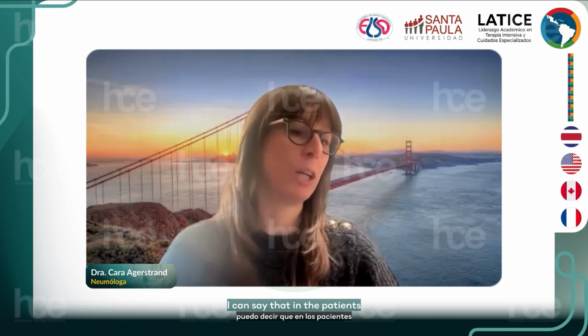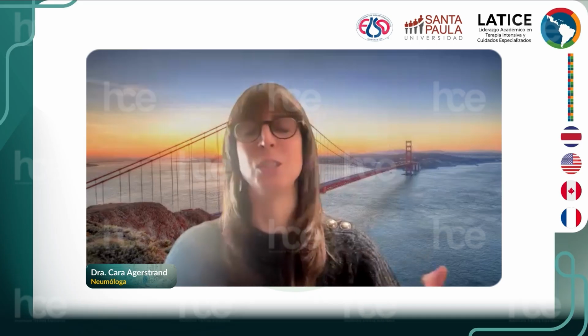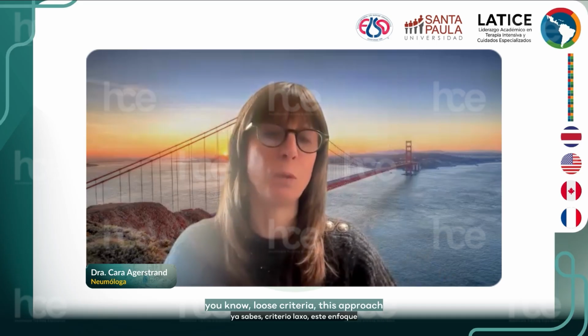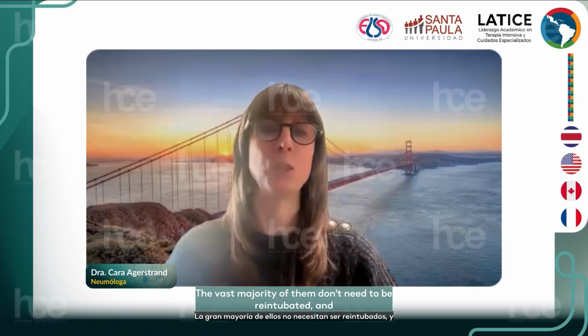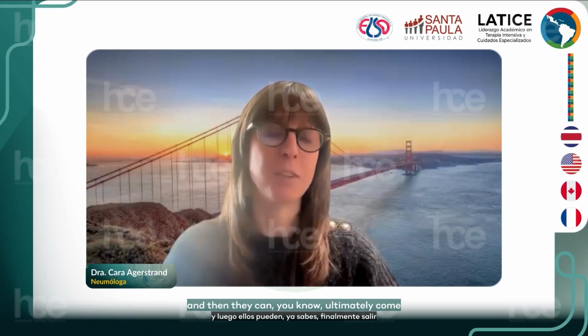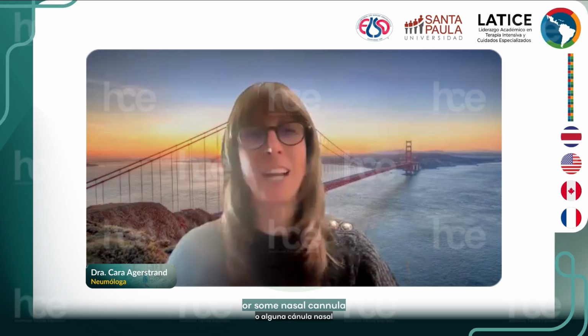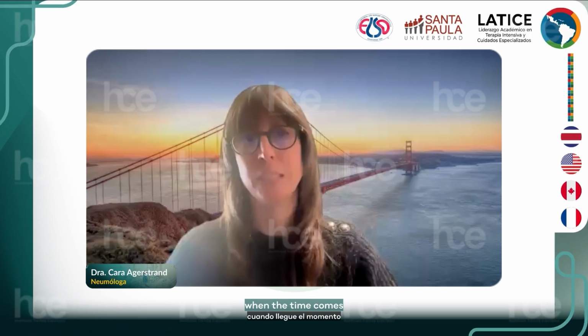But I can say that in the patients that we have extubated, those that have met this loose criteria, this approach, we've usually had them do quite well. The vast majority of them don't need to be reintubated, and then they can ultimately come off ECMO while on high flow or some nasal cannula or whatever it is, when the time comes.